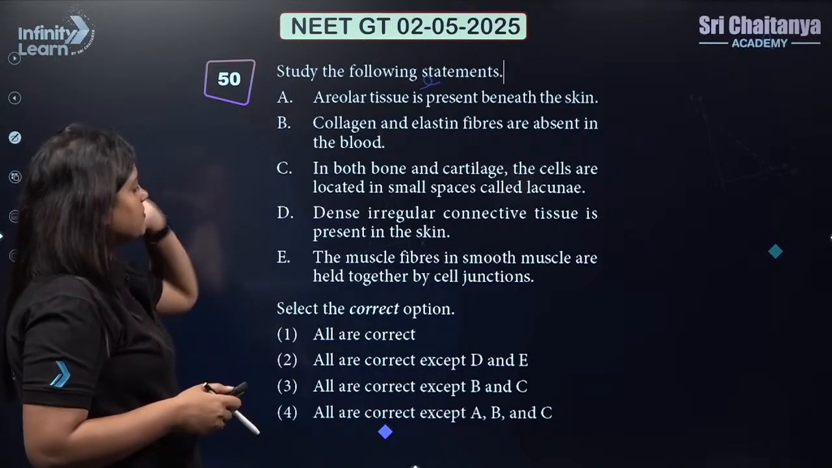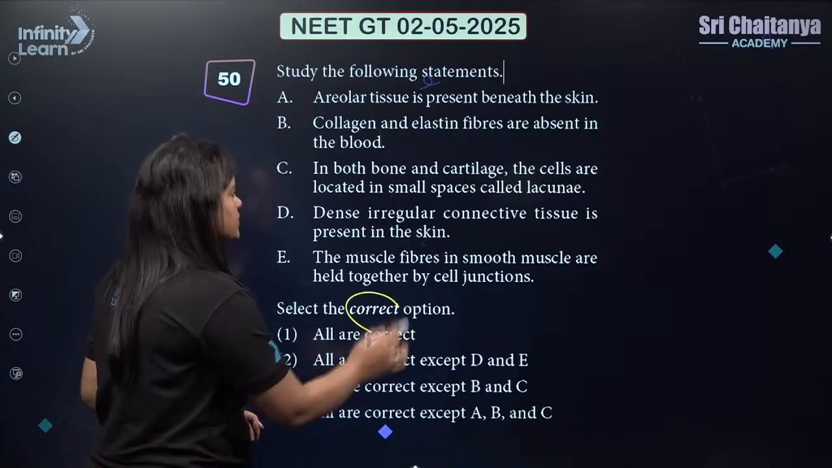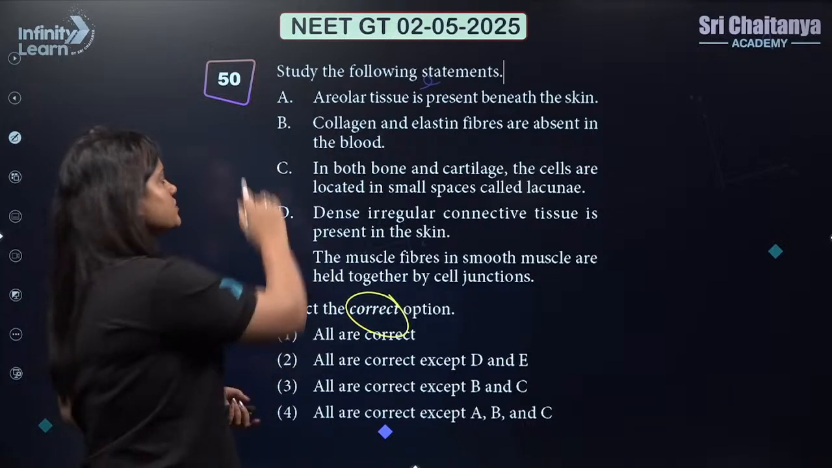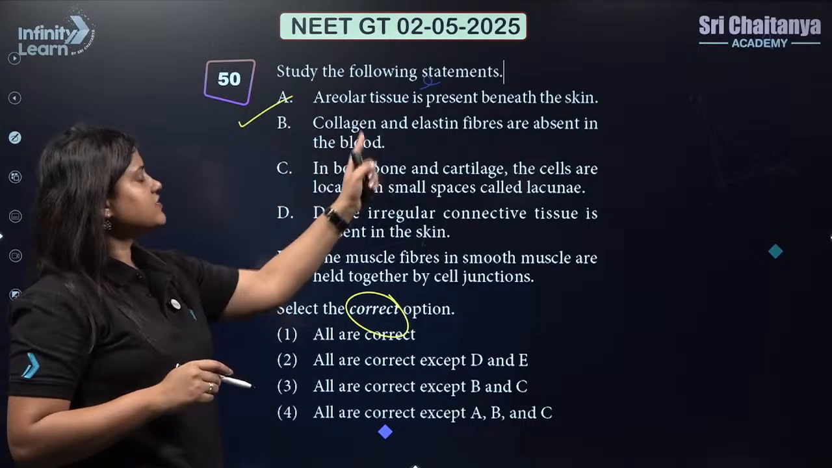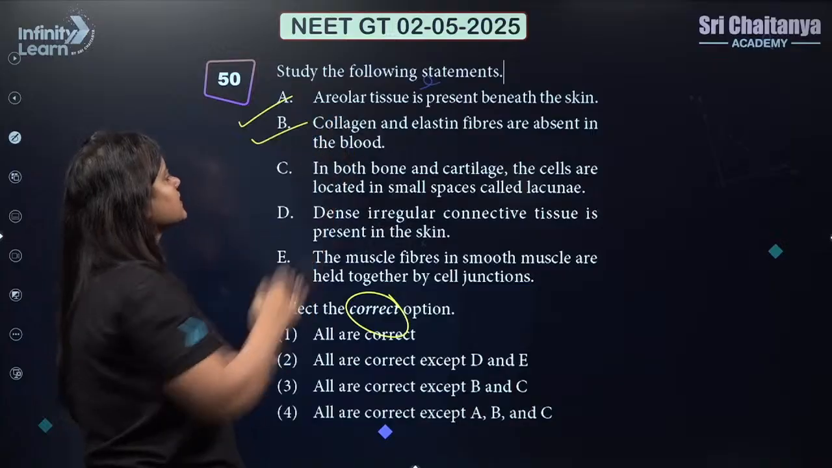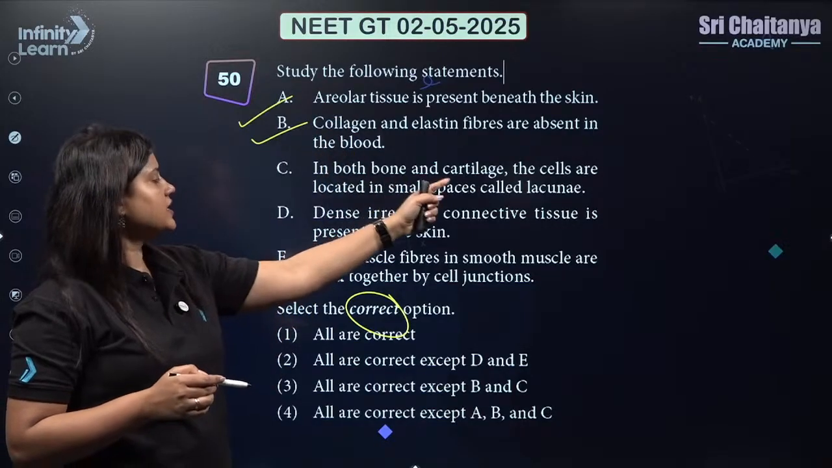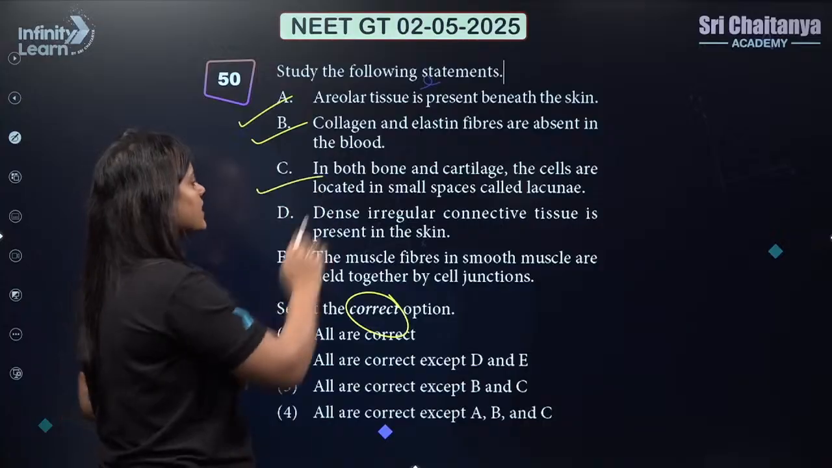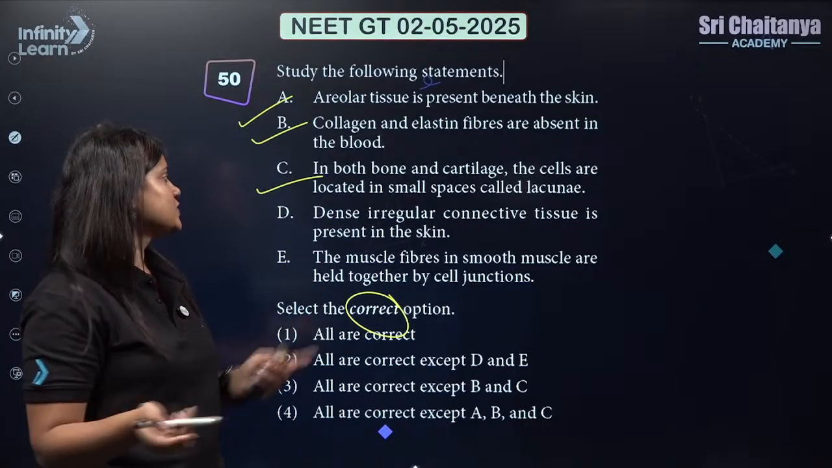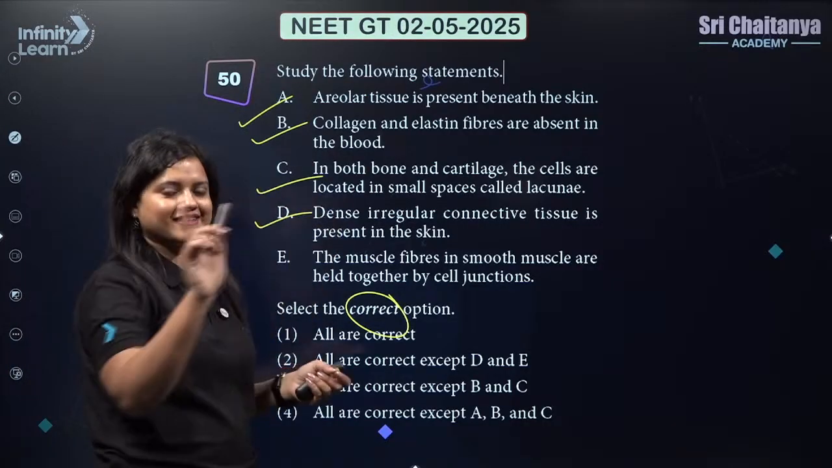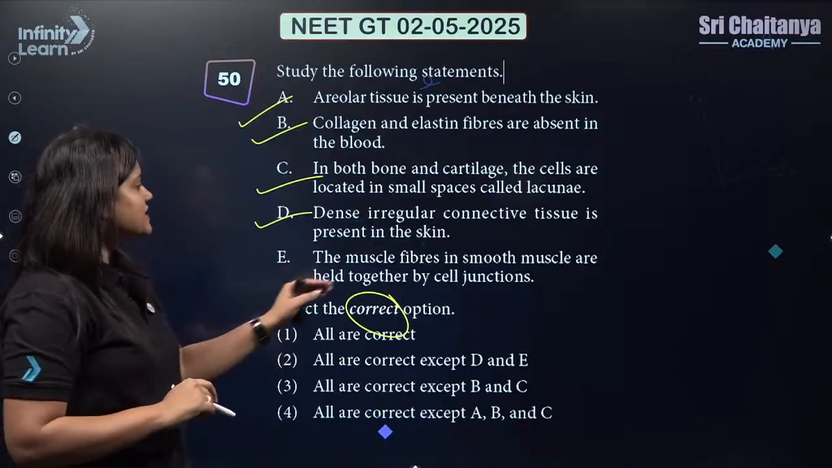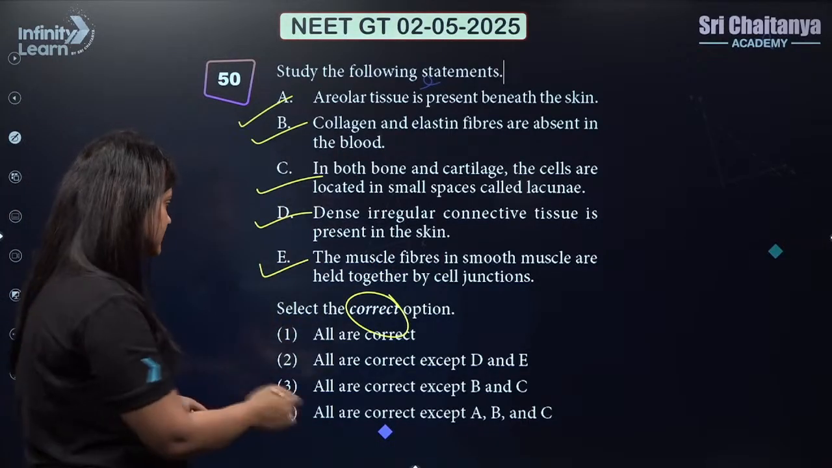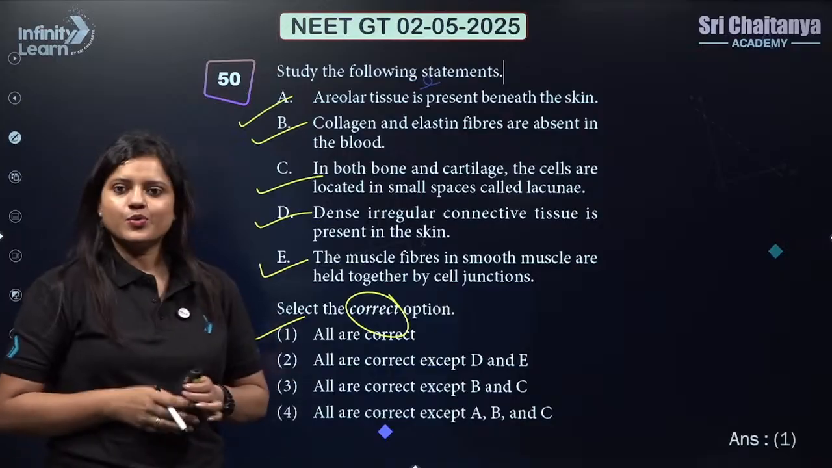Study the following statement and figure out the correct option. Areolar tissue is present beneath the skin. Yes, areolar adipose beneath the skin. Collagen, elastin fiber are absent in blood. Yes. In both bone and cartilage, the cells are located in small spaces called lacuna. Yes. Dense, irregular connective tissue is present in the skin. Yes. The muscle fiber in smooth muscle are held together by cell junctions. Yes. All are correct. So answer should be 1.